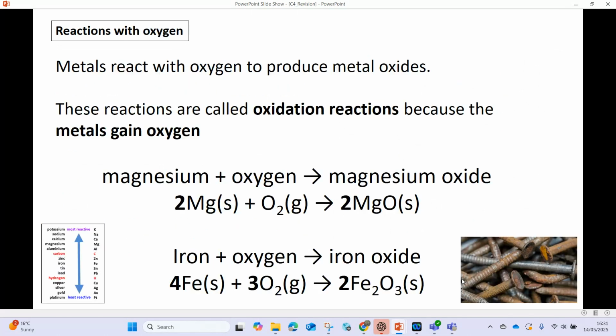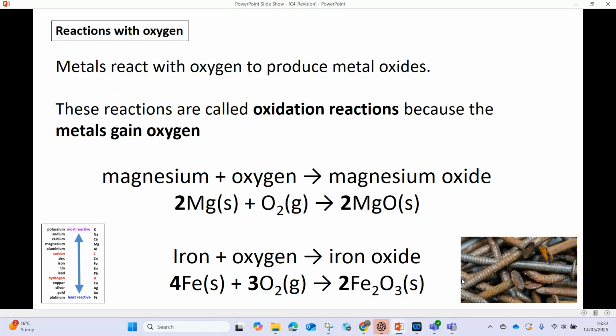When metals react with oxygen, they produce metal oxides, and obviously those near the top of the reactivity series will do this more easily than those at the bottom. When a metal reacts with oxygen, it's called an oxidation reaction because the metals gain oxygen. And there's 2 examples just there. Magnesium plus oxygen reacts to make magnesium oxide. And you can see the symbol equation below, which is balanced. So we need 2 atoms of magnesium to react with 1 molecule of oxygen to make magnesium oxide.